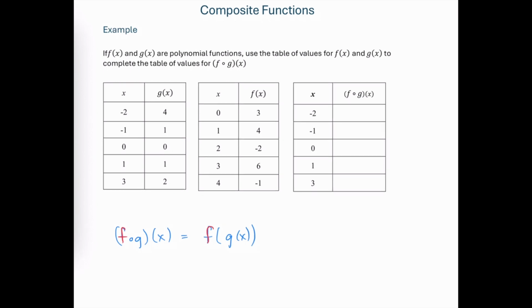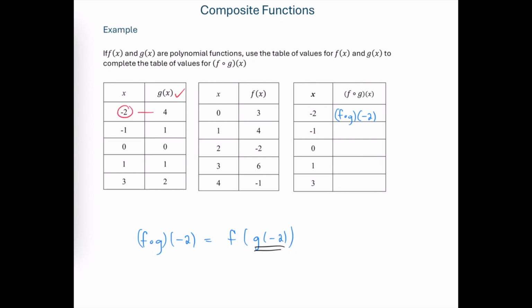So in this first row, we're asked to evaluate f composed with g of -2. F composed with g of -2 is the same thing as evaluating the g function at -2 first, and then plugging that result into the f function. So we'll start with determining what is g at -2. So we go to the g table, we look for the domain element -2, and we see what the corresponding output is. So g evaluated at -2 is 4.